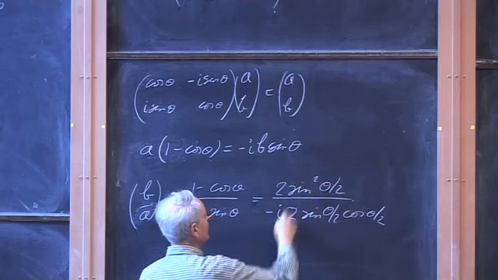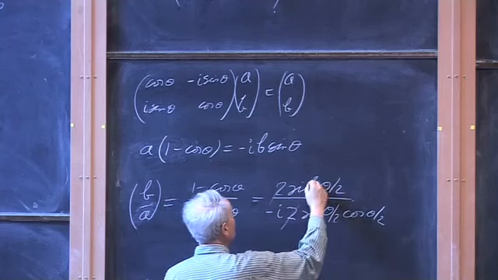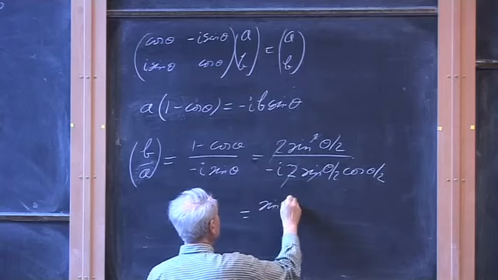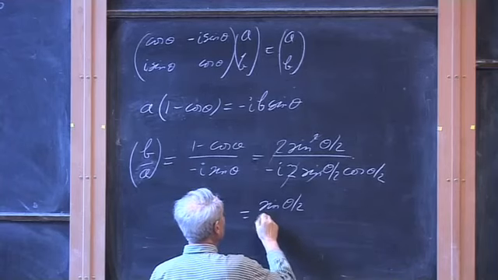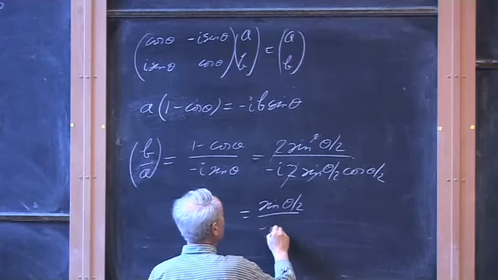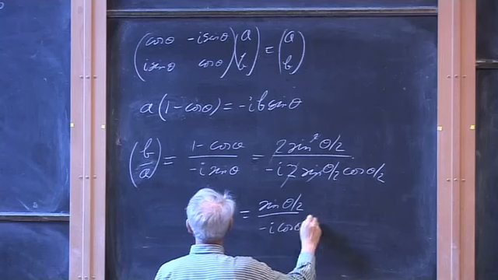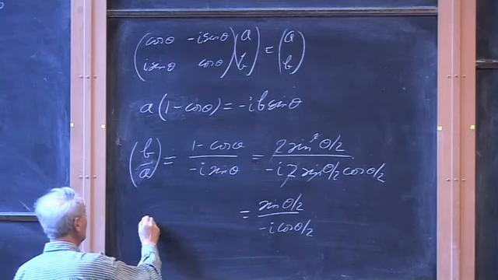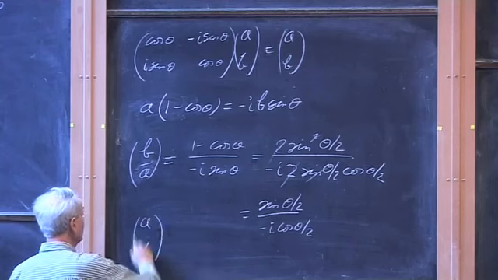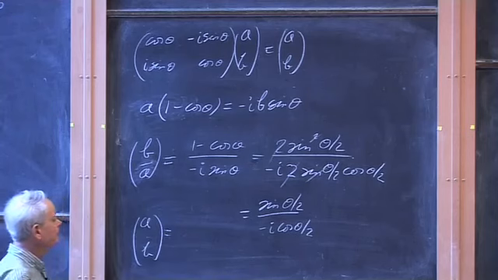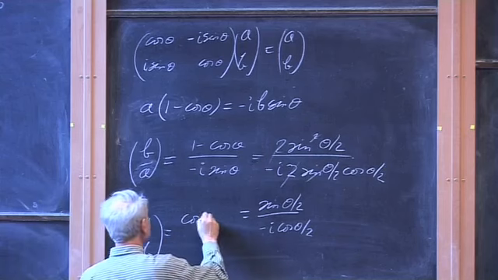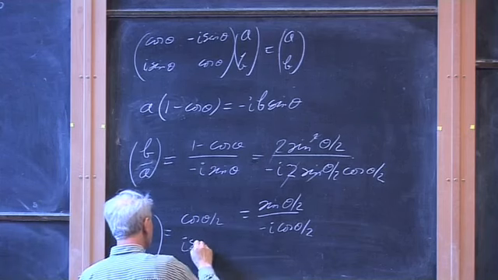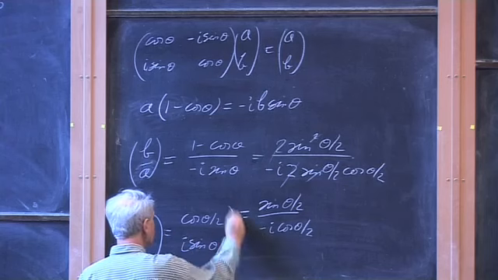So we can cancel a number of things. The 2's cancel, one of the sine thetas cancel, and we end up with sine theta over 2 over minus i cos theta over 2. So I can write now that A over B is equal to cos theta over 2 over i sine theta over 2.